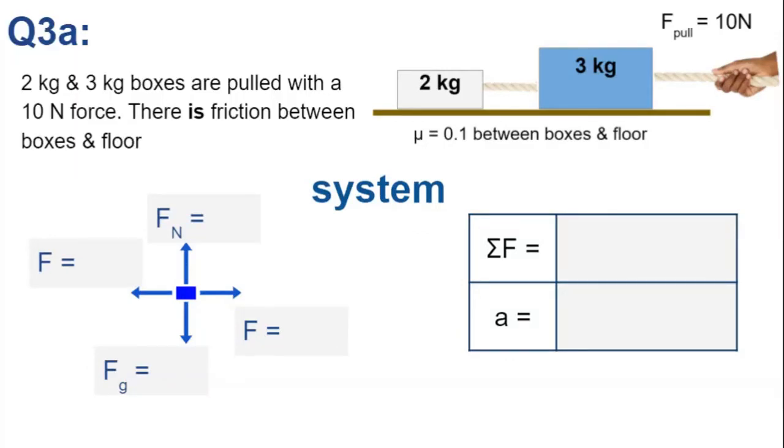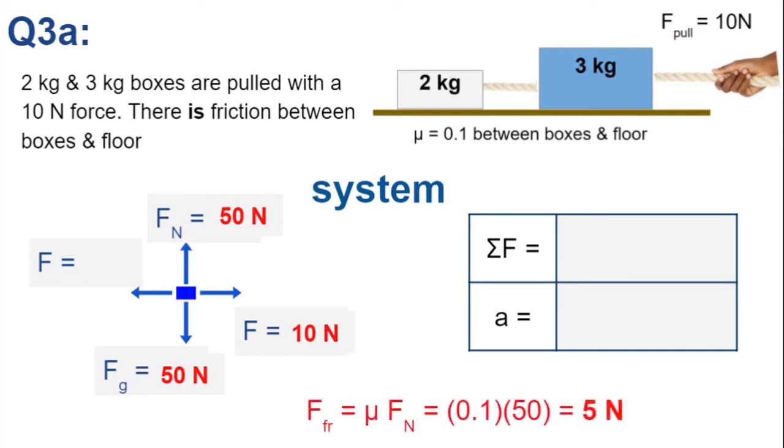Let's look at the free body diagram for the system first. We know that the mass is 5 kilograms. The force of gravity will be 9.8 or 10 multiplied by 5. I used 10 to give me a force of gravity of 50 newtons. The normal force on the system will balance that out. We know that the applied pull force is 10 newtons to the right. And next we calculate the force of friction, multiplying 0.1 by the normal force of 50 newtons to find that the force of friction pulling to the left on the system is a 5 Newton force.